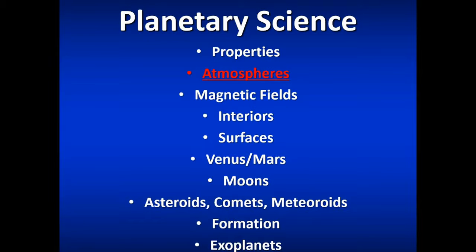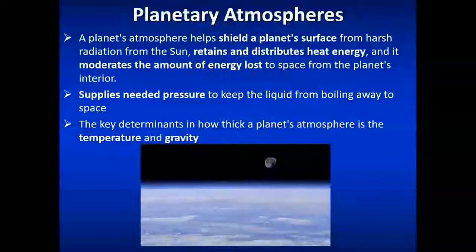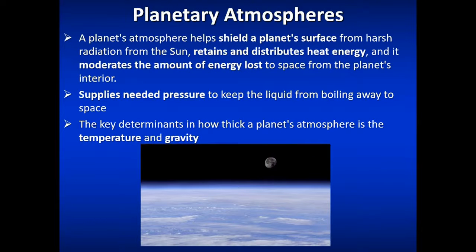All right, astronomy people, let's talk planetary atmospheres. A few things about planet atmospheres. They shield a planet's surface from harsh radiation from the sun. The atmospheric molecules absorb a lot of that radiation. So life as we know it wouldn't exist without some of that atmospheric protection that we have.